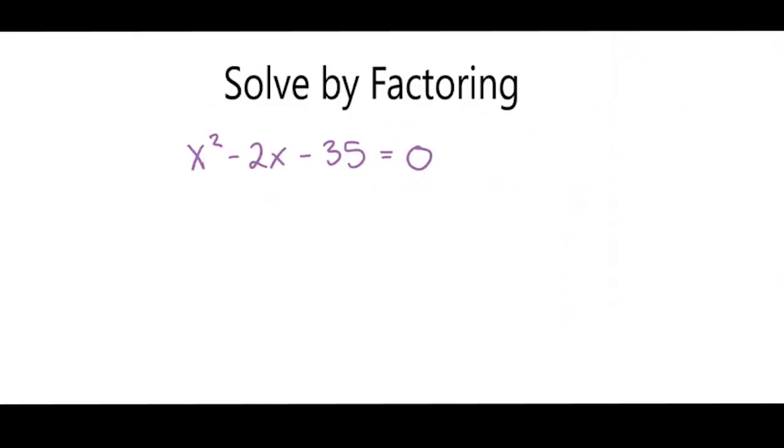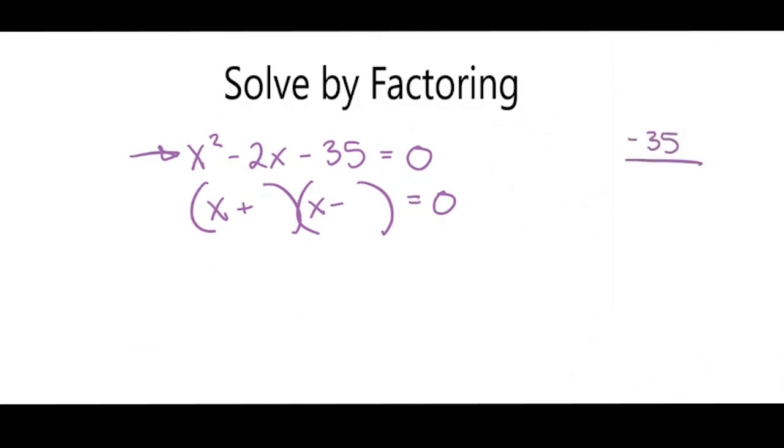So here I have x squared minus 2x minus 35 equals 0. So I will factor this to solve it and set it equal to 0. I have my x squared here, so I'll put an x in each parenthesis. Now, when this is negative, that means that one will be positive, the other will be negative, because a positive times a negative equals a negative. So now I need to find my factors of negative 35. That would be negative 1 and 35, negative 5 and 7, negative 7 and 5, negative 35 and 1.